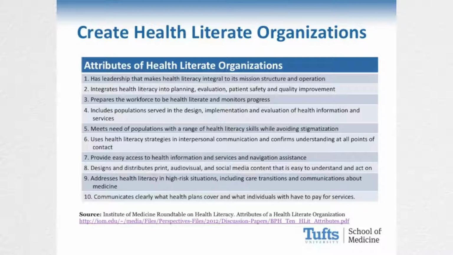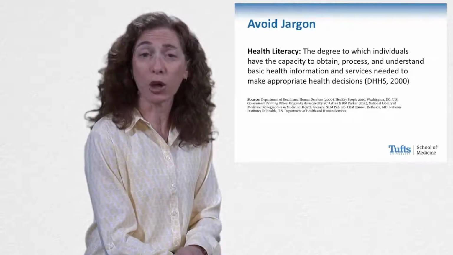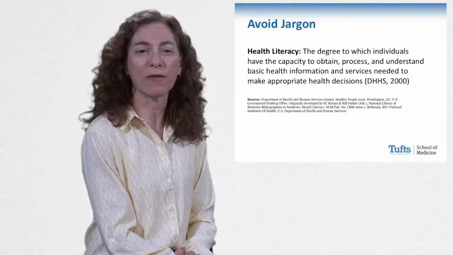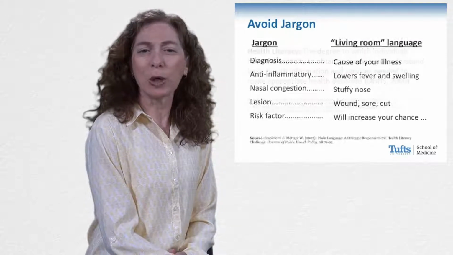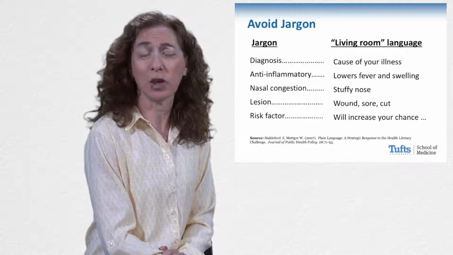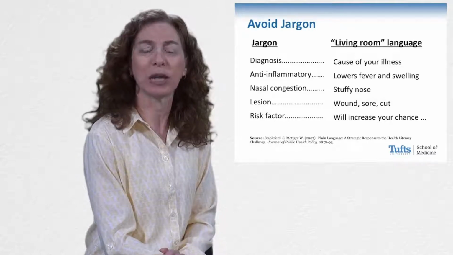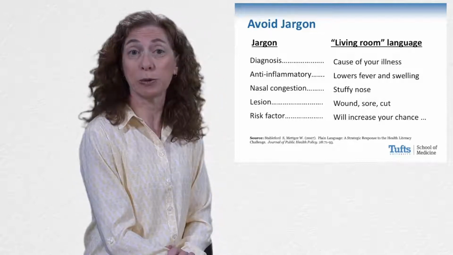To create health literate organizations, we've got the 10 attributes of a health literate healthcare organization, and attribute 3 is to prepare the workforce, and that's the health professional workforce. So one of the first strategies is a basic strategy: avoid jargon. We use a lot of jargon in communicating health information, words that people don't use in everyday life. So words like anti-inflammatory. If I was sitting in my living room talking to my kids, I wouldn't say anti-inflammatory. I might say this medicine will help lower your fever or reduce swelling.